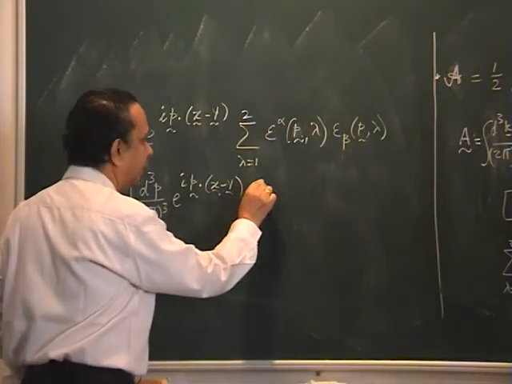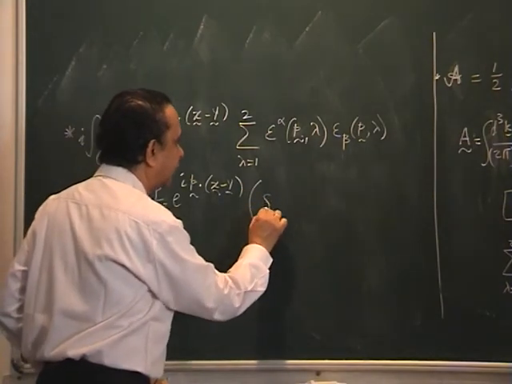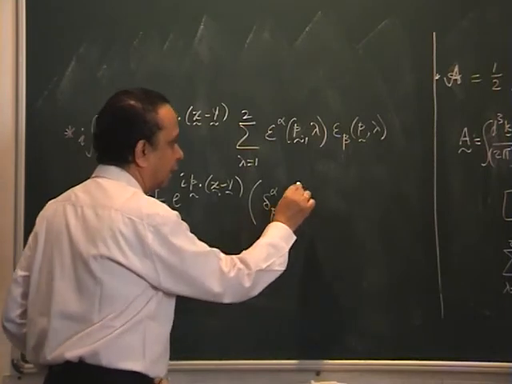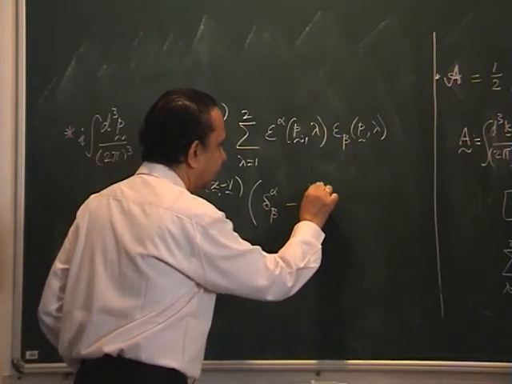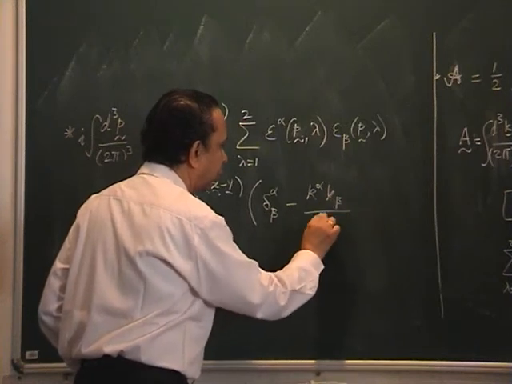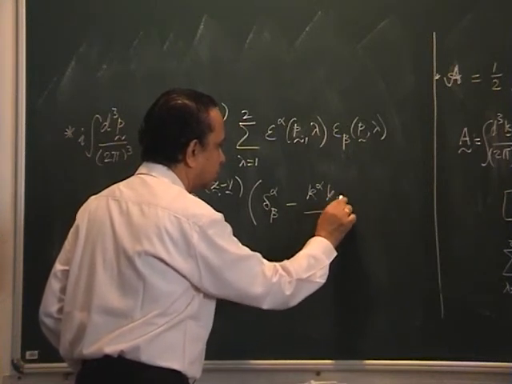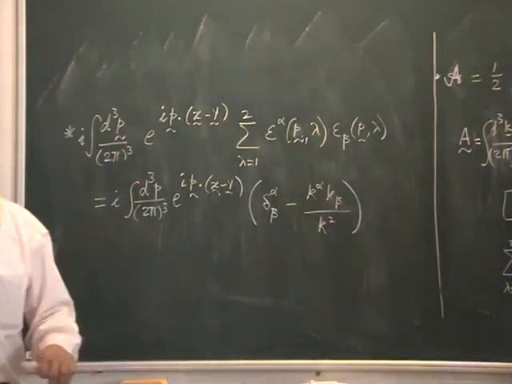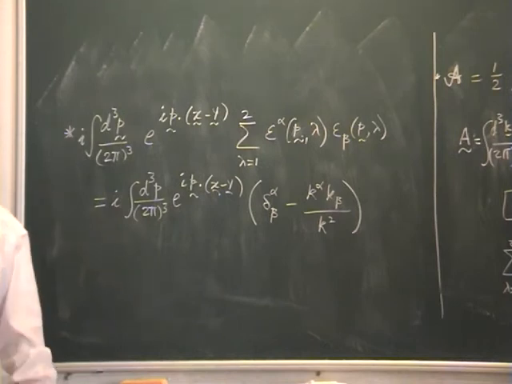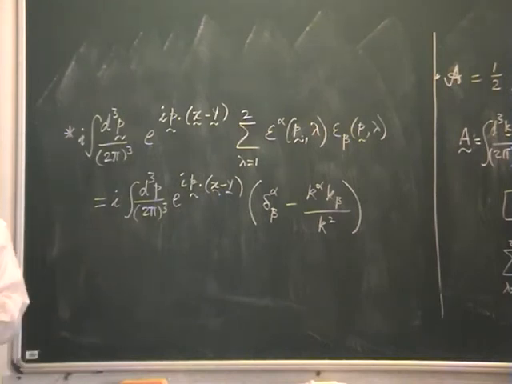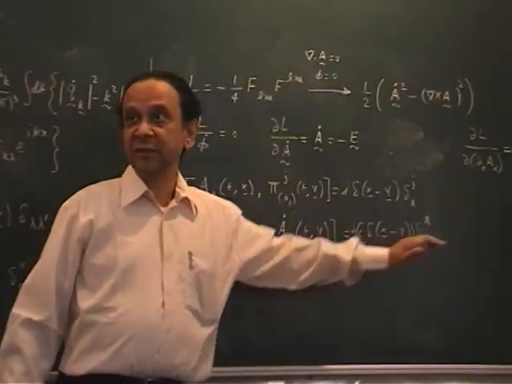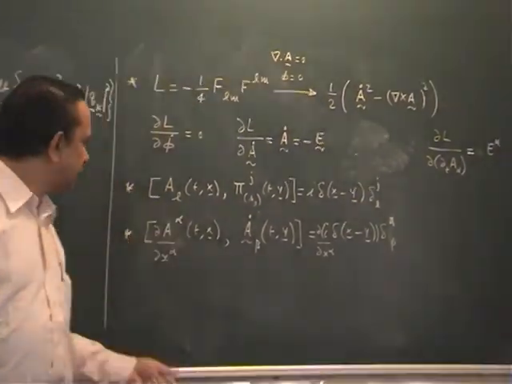This quantity will be delta of alpha beta minus p alpha p beta upon p square. This is what you will get. This is not a Dirac delta function. So the right hand side of this commutator will have this structure.